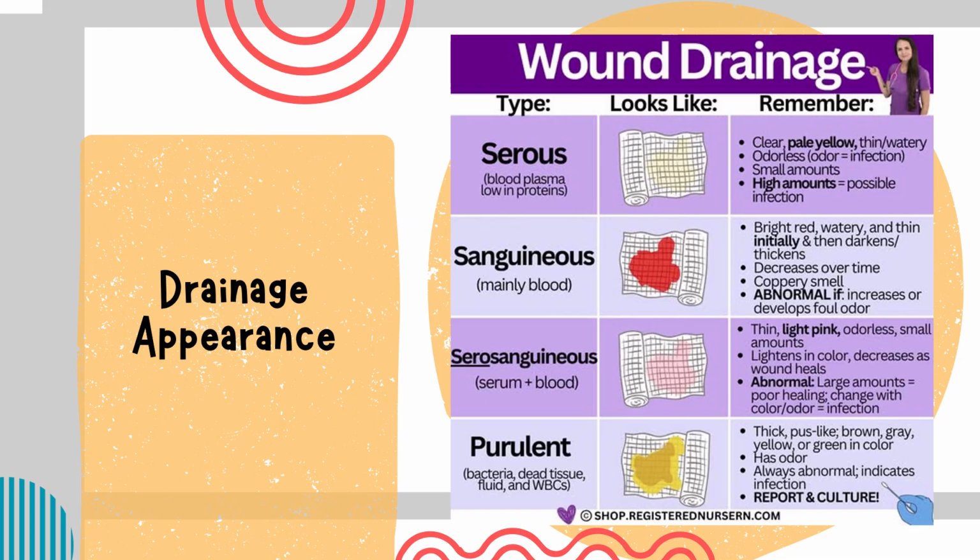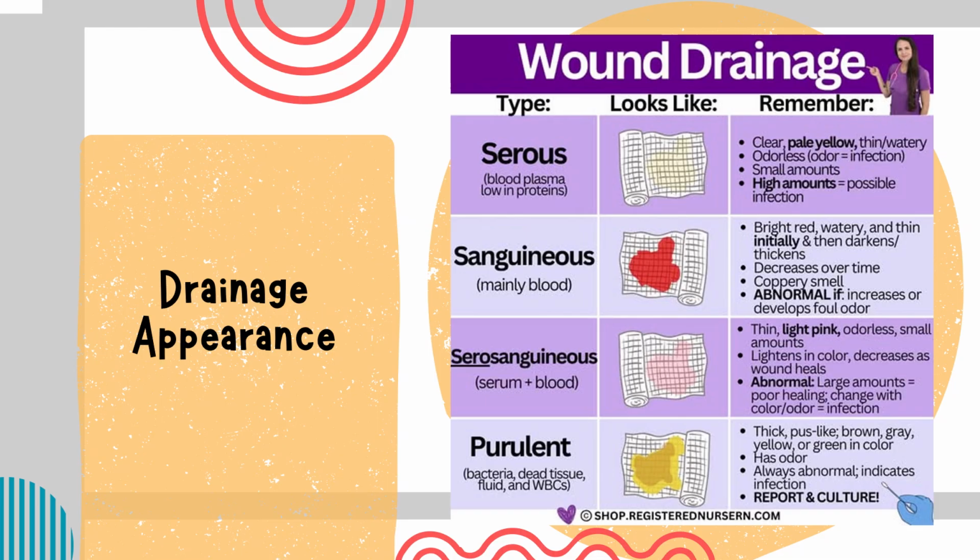Then you have serosanguinous. So this is a mixture of the two. You've got serous and sanguinous. So it's serum and blood. It's usually a light pink color. It should be odorless and should be in small amounts. Typically, as a wound or whatever we are doing heals, it's going to gradually get a lighter color. So it'll become more serous and not sanguinous.